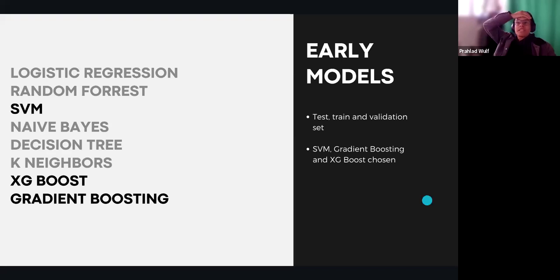So the data was split into test, train, and validation sets, and a whole bunch of models were just thrown at the wall. The base models of logistic regression, random forest, SVM, naive Bayes, decision tree, k-neighbors, XGBoost, and gradient boost were all tried, and out of those, SVM, XGBoost, and gradient boosting were chosen to continue looking for a model that can be used. They were chosen due to the high accuracy score.